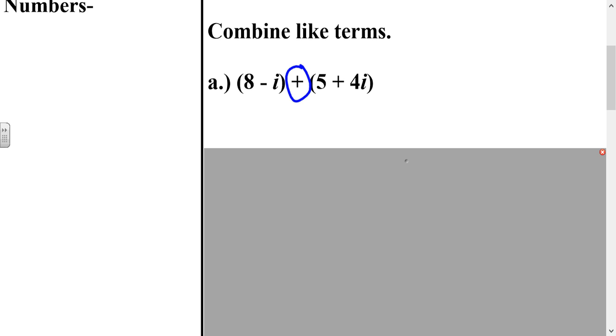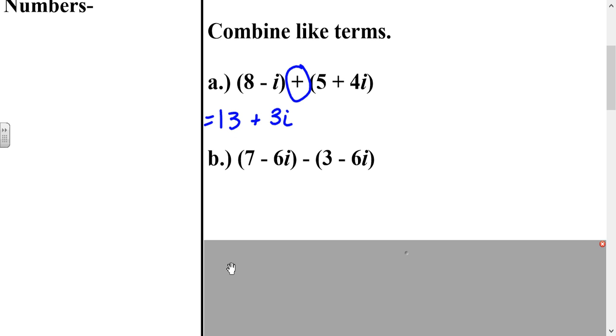So 8 plus 5 would be 13, and negative i plus 4i would be positive 3i. And this would be the answer in standard form because my real part is first, my imaginary part is second.